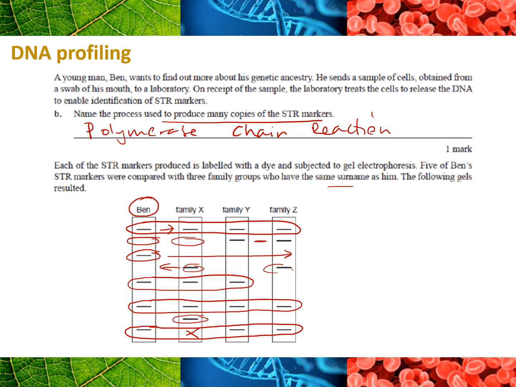The closest would actually be family Y, because here we've got some that don't match. Here we've got another one that doesn't match. The only thing that doesn't really match between Ben and family Y is that he's got a shorter allele here, and this family has the longer allele. But the rest of them do match. So you would say that that's probably the family that he's most closely related to or was most recently related to.